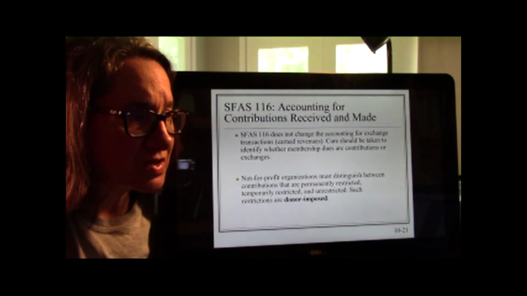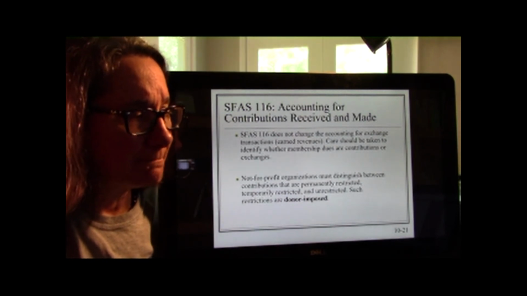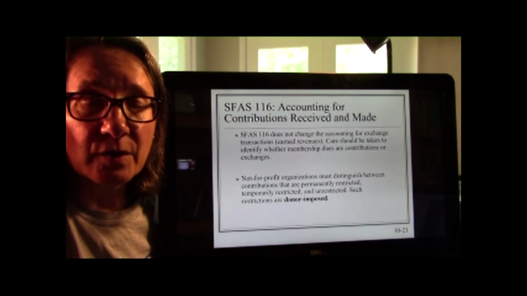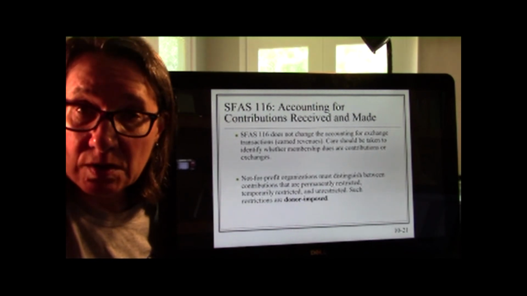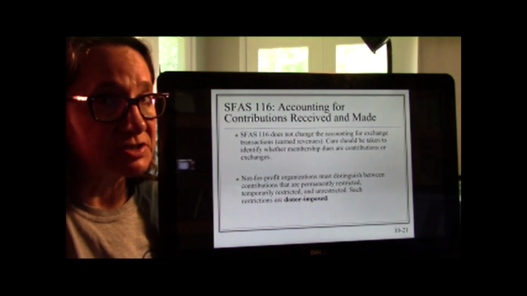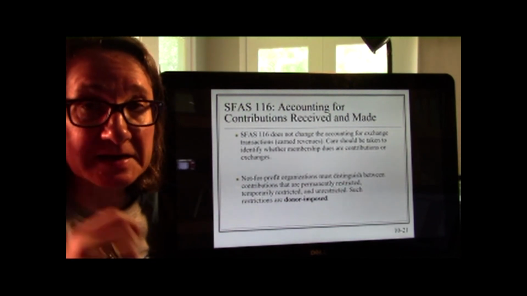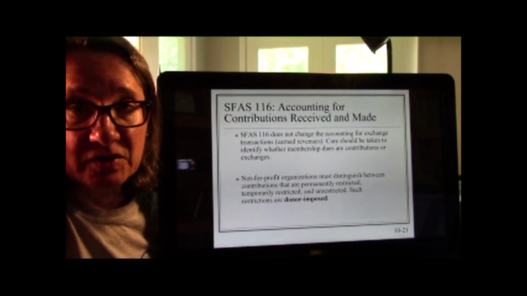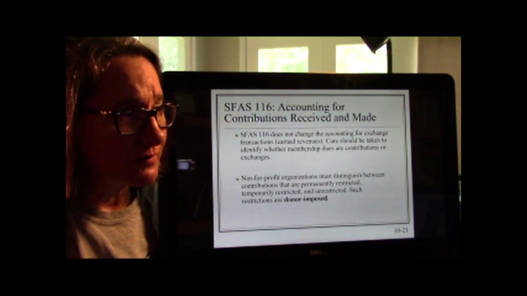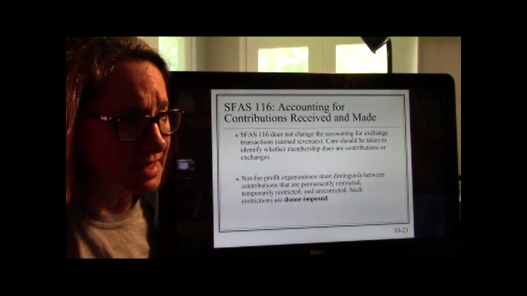So exchange transactions are just regular revenues. Like at the YMCA, you're a member. That's not a contribution, right? That's an exchange transaction. I'm going to swim here every day, so I'm going to pay my fees. It could be at a for-profit gym, it could be at the YMCA, right? So you have to make sure you understand what's a contribution and what's an actual exchange.